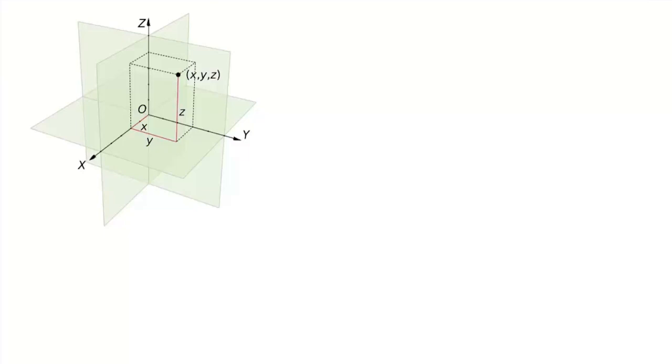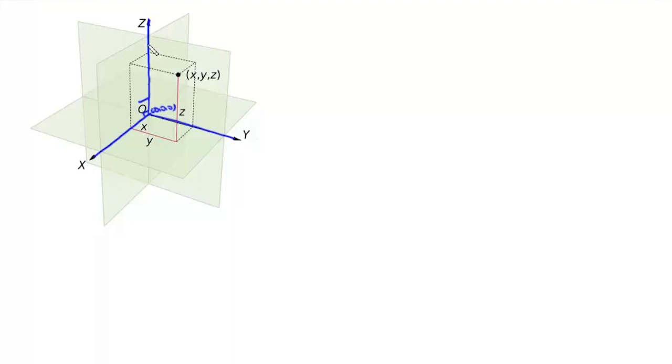Now we'll start 3D geometry. Now in 3D geometry, we'll have three axes which are mutually perpendicular: x-axis, y-axis, and z-axis. And as we can see, all these three axes are perpendicular and they intersect at origin. This is 0, 0, 0.